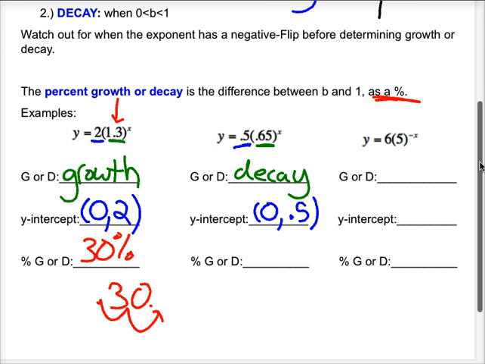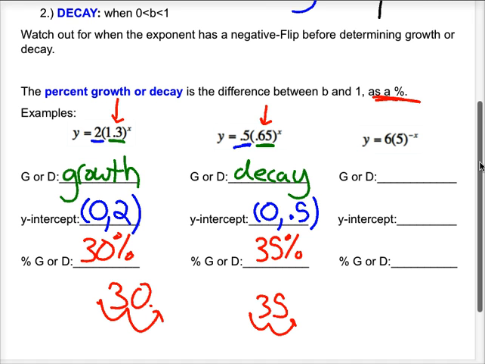And the percent growth and decay. So I'm looking for the difference between 0.65 and 1. Well, that's a difference of 0.35. And again, written as a percent, move my decimal place twice. That's going to be a decay of 35%.